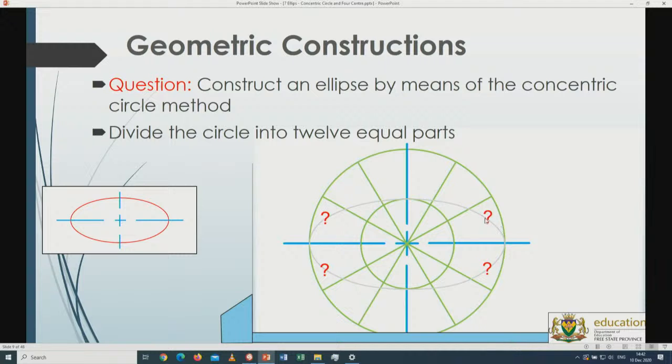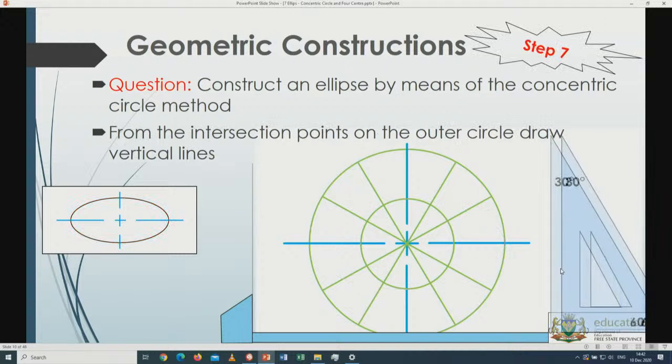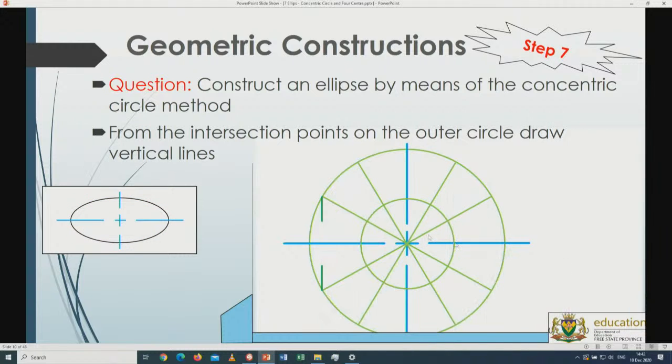So we need points over here and we need points over there where the question marks have been pointed out to us, in order to get the exact specific points of that ellipse. Alright, now the method we're going to use will be as follows. I use my set square, and from this intersection point on the outer circle, I drop it downwards. Remember, I'm looking for a mark somewhere over here.